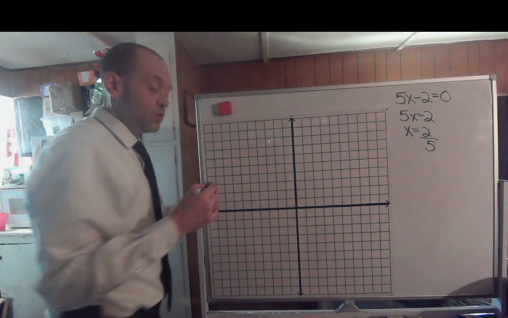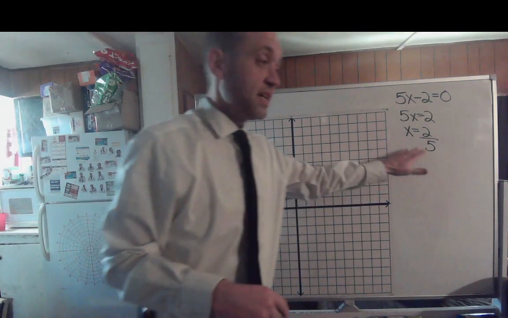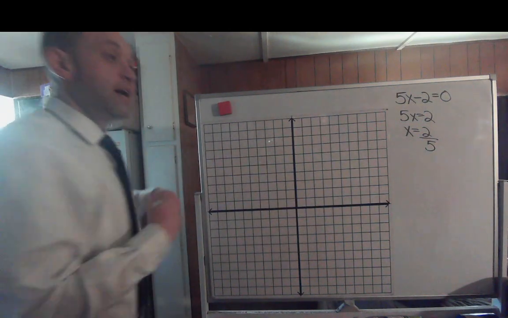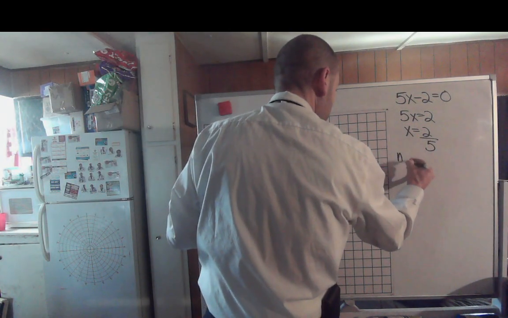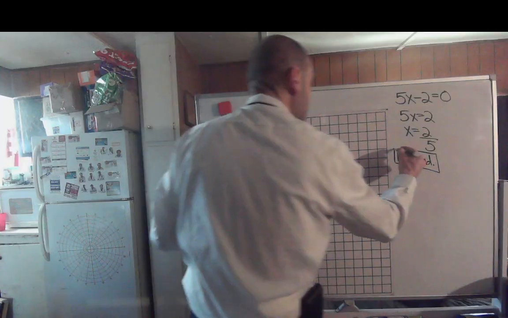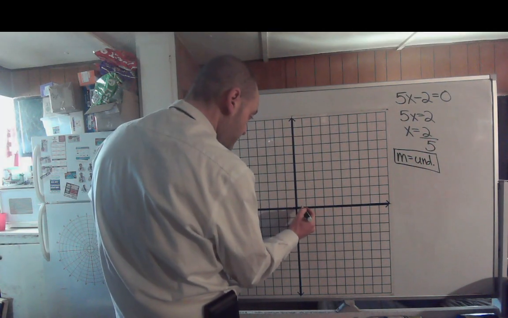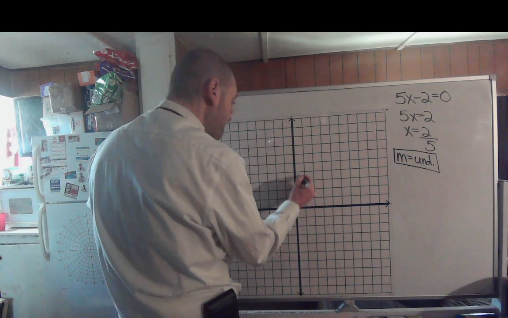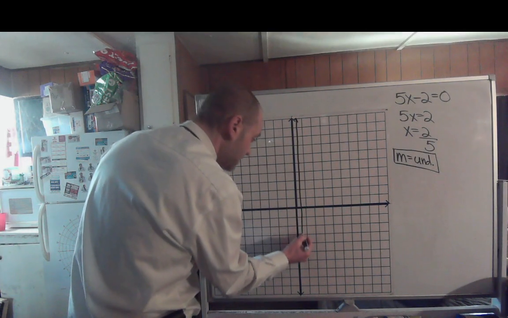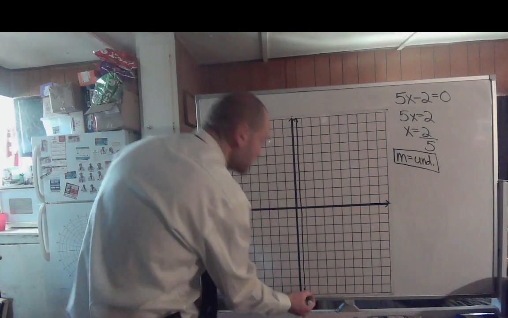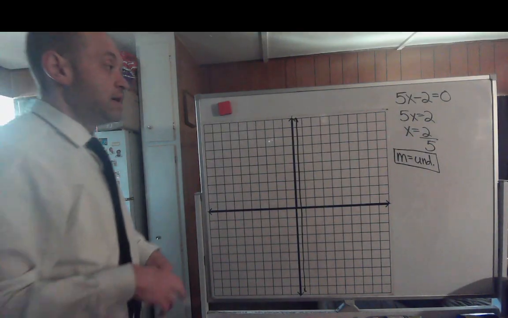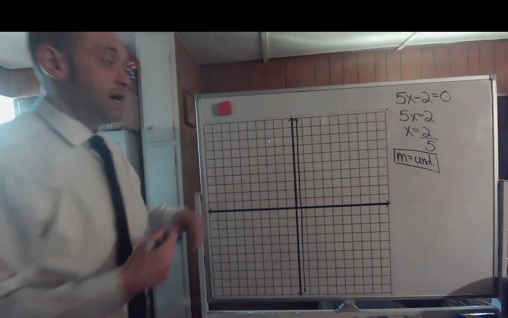This is where Vux-Hoy comes in handy. If it's just x equals, you use Vux. Vertical line, undefined slope, x equals. So the slope is undefined, and it's going to be a vertical line through x equals 2/5. So that's really what you're going to get, just a straight up vertical line through x equals 2/5. That would be the graph of 5x minus 2 equals 0. And which means there is no y-intercept.